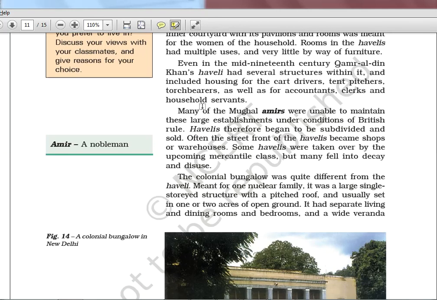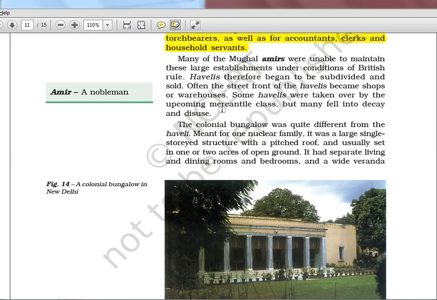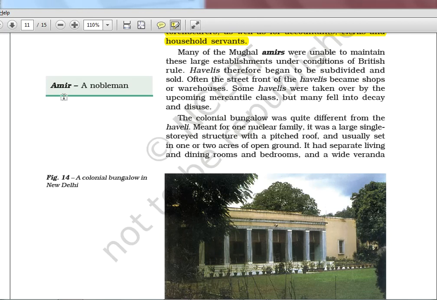Even in the mid 19th century, Kamar al-Din Khan's Haveli, some person's Haveli, had several structures within it and included housing for the cart drivers, tent pitchers. So it had rooms for everyone, even the household servants. So Haveli, anyway, it's a big bungalow kind of thing. So Amir, you know, nobleman.